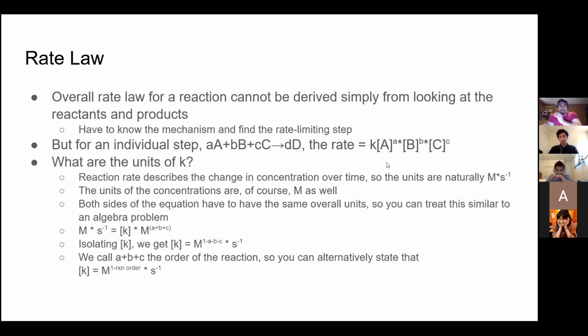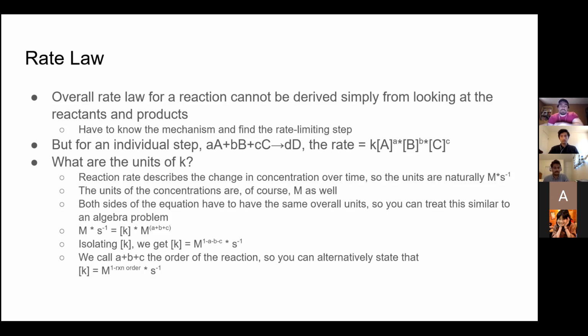So one thing that got hammered into your memory in Gen Chem is you can't state the overall rate law for a reaction just by looking at the overall reaction. You have to know the mechanism and find out the slowest or rate limiting step. But if we just go by individual steps, you can simply write the rate as some rate constant K times all the concentrations raised to their stoichiometric coefficients, multiplied together for the reactants.